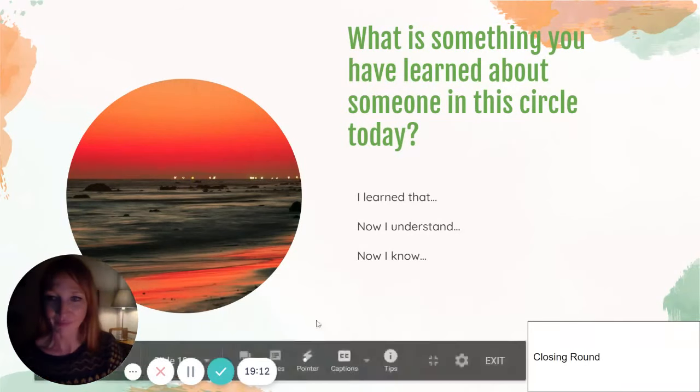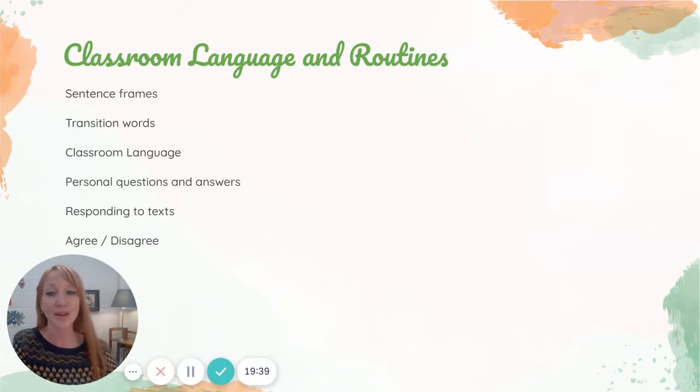Some other classroom language activities or routines, and routines really benefit newcomer students the most, I would say, because it helps them be comfortable. It helps them to experience success. So obviously we talked about sentence frames. Transition words are crucial. Words of sequencing, for example, first, after that, later, and finally.